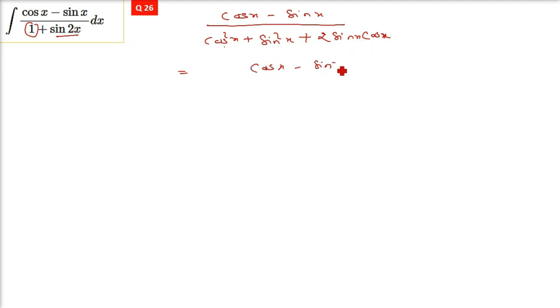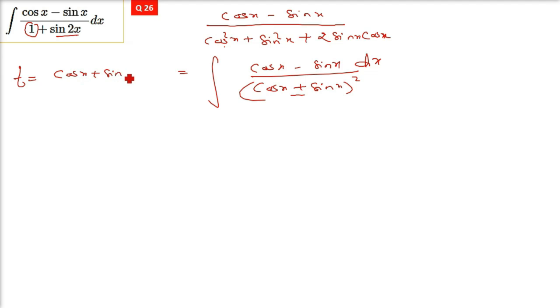So cos x minus sin x remains like this. The denominator will become (cos x plus sin x) whole square. Now when you take cos x plus sin x equals t, the numerator will come by itself. That is, if you take t equals cos x plus sin x and do dt by dx, this will be minus sin x plus cos x, so it's actually equal to cos x minus sin x only.